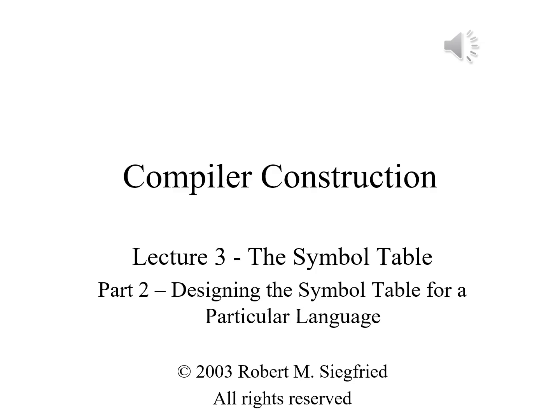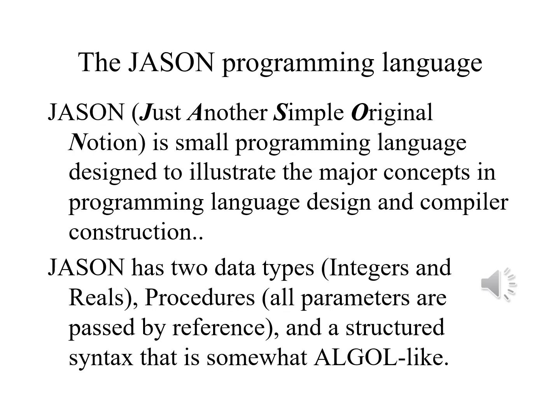In Part 2 of Lecture 3, we will look at designing the symbol table for a particular language. The language that will be the source language of a prototypical compiler will be the JSON programming language. It is a very small language that is not very useful for real programs, but it contains every important language feature that we would want to illustrate while designing a compiler.